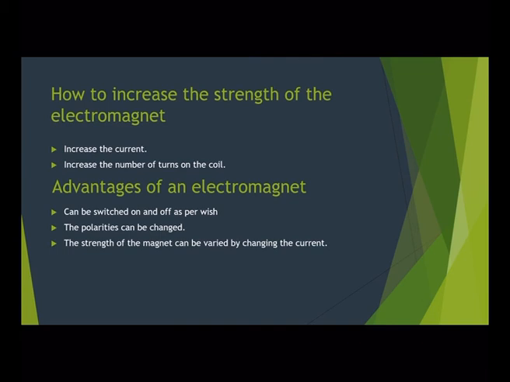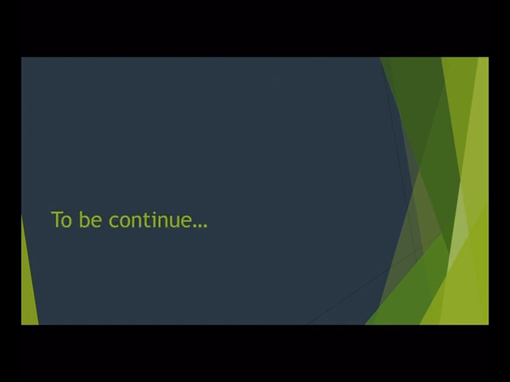What are the benefits of an electromagnet compared to an ordinary magnet? An electromagnet can be turned on and off at will, and you can change the polarity of an electromagnet at will as well. You can increase the strength of the magnet by increasing the current, or decrease the strength by decreasing the current. So what will you do with an electromagnet?